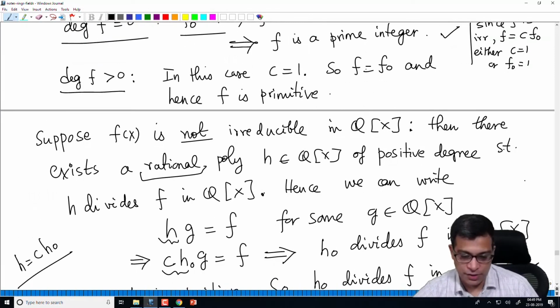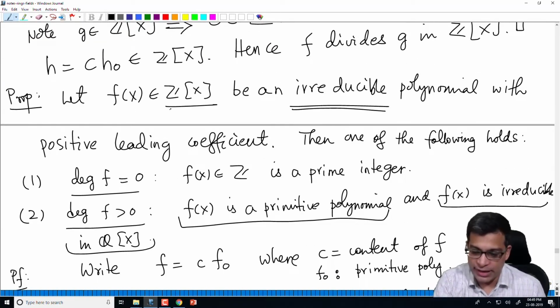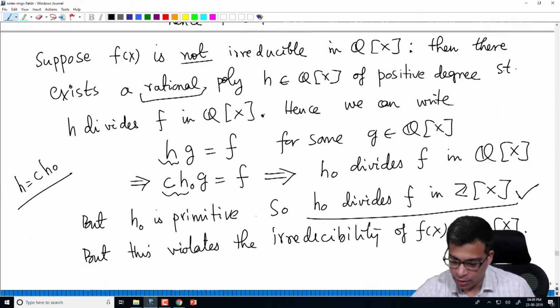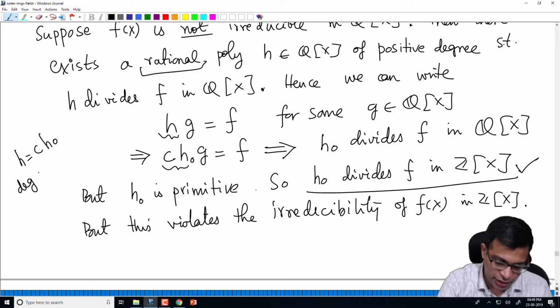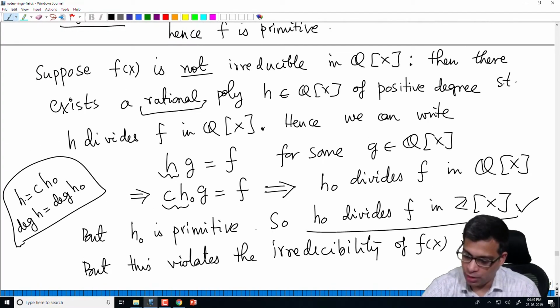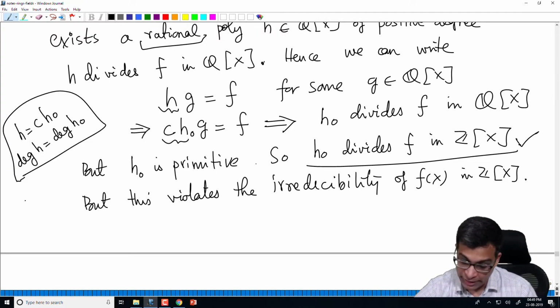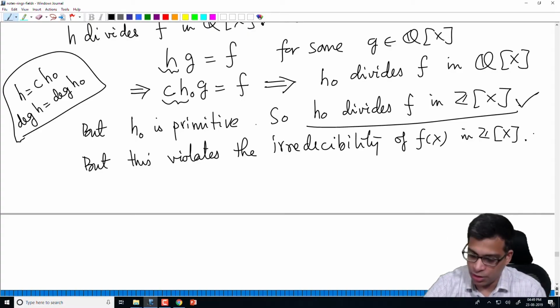Remember, what is the hypothesis? f(x) is irreducible in Zx. But here what have we done? We have produced a polynomial of positive degree. Remember, when we express it like this, degree of h is degree of h0. And h is a positive degree polynomial. h0 in other words is a positive degree integer polynomial, which is a factor of f in Zx. That means f is not irreducible. This contradiction shows that f is actually irreducible in Qx.